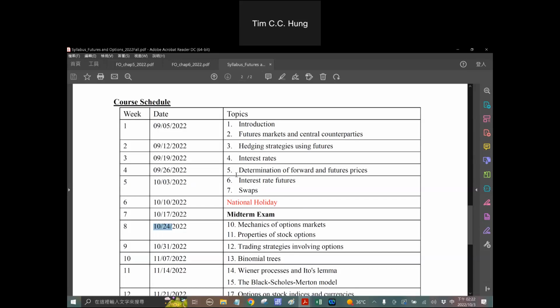So here's the plan. We'll be quickly finishing chapter 5 today, and then I'll be wrapping up chapter 6, hopefully today, but definitely we'll be covering the majority of chapter 6. Here's the problem: we're going to have a vacation next week. This is the national holiday.